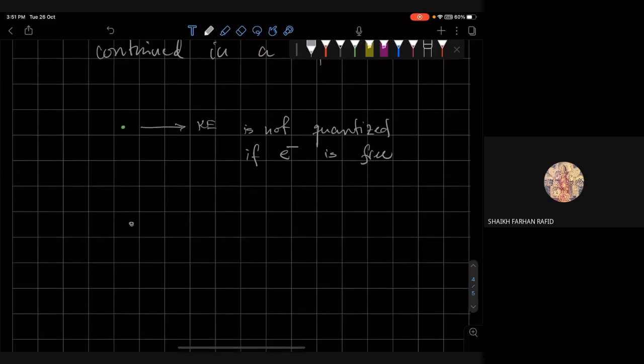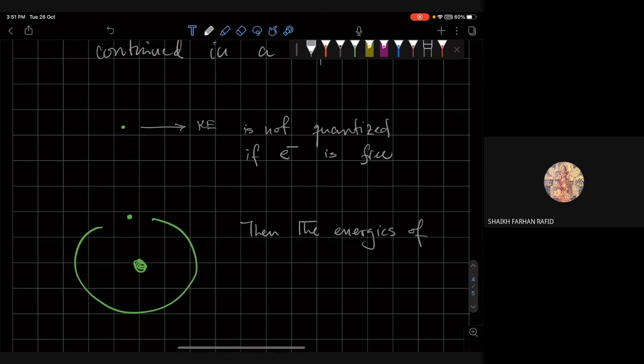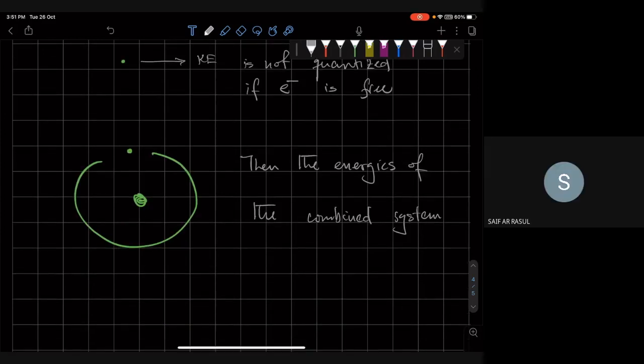However, if the electron is part of some atom, this is the cartoon picture of an atom, the Bohr atom, so to speak, then the energy of the combined system is quantized. Grammatically, to be correct, I should say energy. Okay, and we'll see why. When we actually develop wave mechanics, we'll see why bound systems naturally have quantized energy and unbound systems don't have quantized energy. Okay, any more questions? That's a very good question.